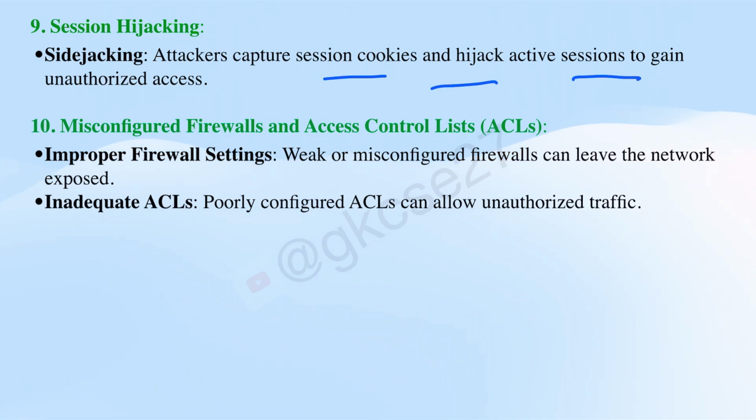Misconfigured firewalls and access control lists. A firewall is used for security purposes. If it is misconfigured, what will happen? Improper firewall settings: weak or misconfigured firewalls can leave the network exposed. So firewall settings should be managed properly, and its password should be strong. Inadequate ACLs: poor configuration. ACL means access control list. If the access control list is poorly configured, then any unauthorized traffic can penetrate that system.